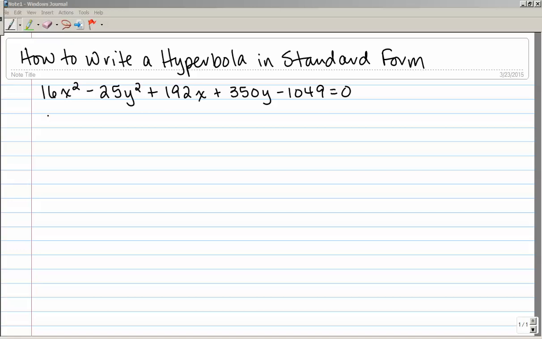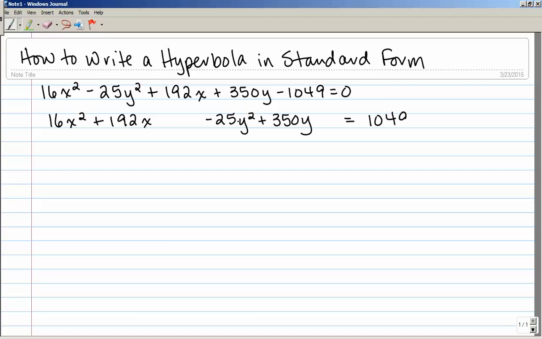So the first thing I want to do is group together my x terms and then group together my y terms. And then move my 1049 to the other side.